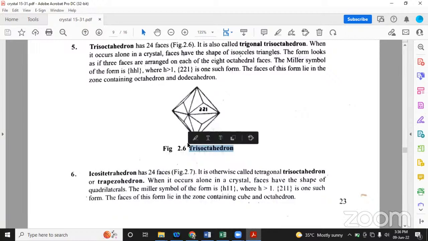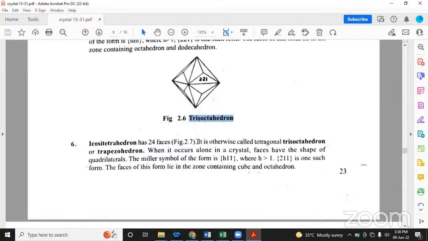Same as the tetrahexahedron having 24 faces, the trisoctahedron has the same 24 faces. And this is also the same: the tetragonal trisoctahedron, or trapezohedron. We call it a trapezohedron, having 24 faces.